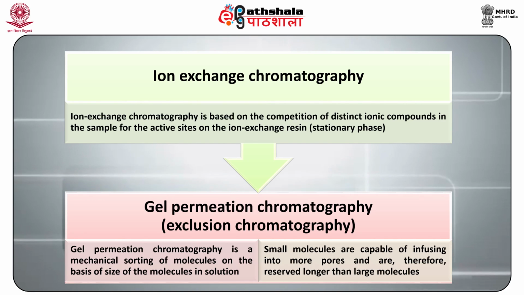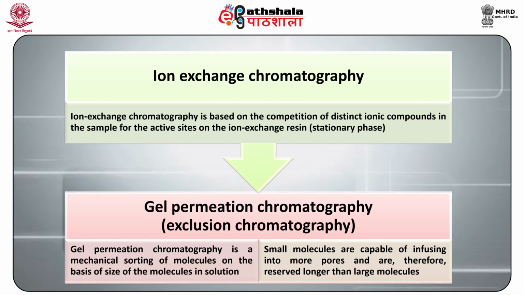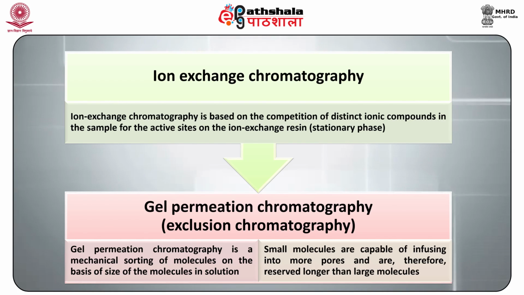Gel permeation chromatography, or exclusion chromatography. Gel permeation chromatography is a mechanical sorting of molecules on the basis of the size of the molecules in the solution. Small molecules are capable of diffusion into more pores and are therefore retained longer than the larger molecules.